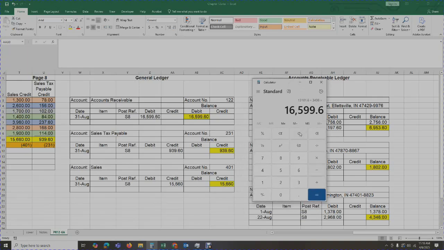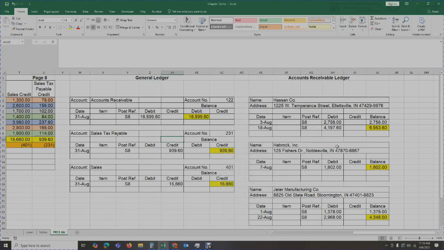So we're in balance. Just make sure that when you transfer the information, after you've completed your accounts receivable ledger, the sum of your ending balances equals your general ledger balance for accounts receivable. Okay? So that is basically the problem.